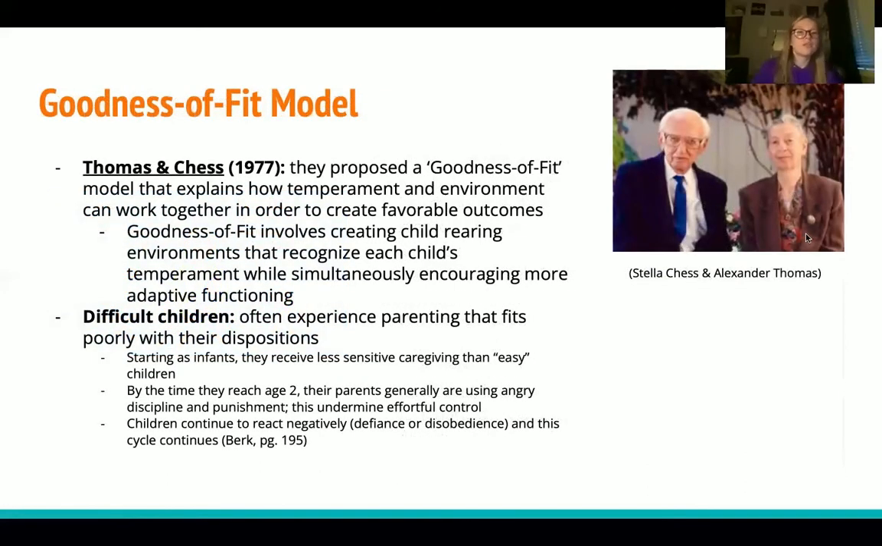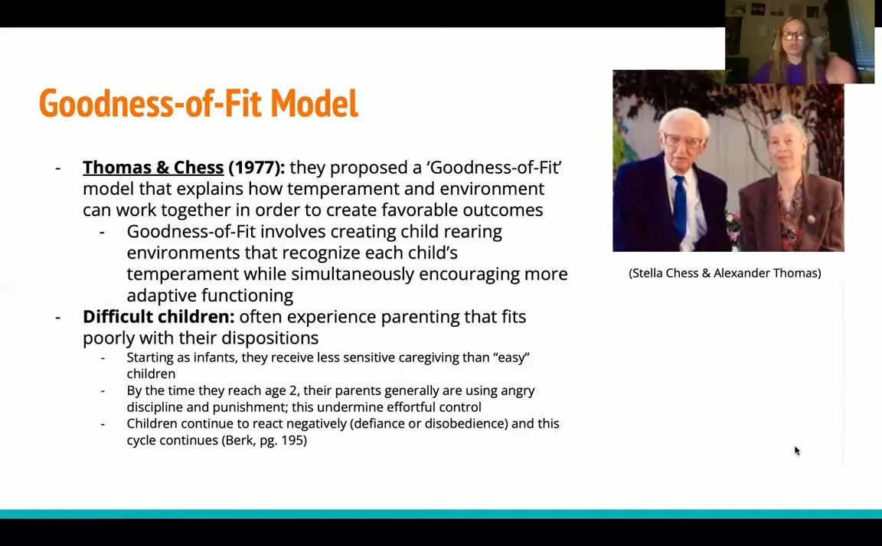So the goodness of fit model, as we discussed a little bit in class already. Thomas and Chess created this model back in about 1977, explaining how temperament and environment can work together to create favorable outcomes. Goodness of fit involves creating child-rearing environments that recognize each child's temperament while simultaneously encouraging more adaptive functioning. So just trying to fine-tune those skills.